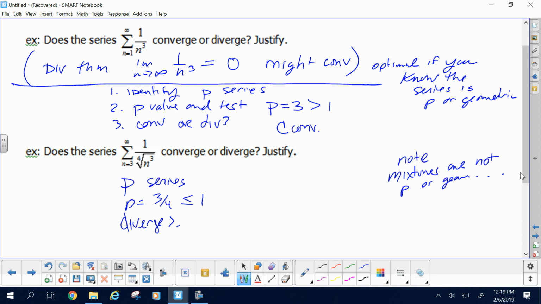Is that understood? Okay, it is important that you understand that mixtures of series are not one or the other. For example, if I had this 1 over n times 2 to the n, that is neither a p-series nor geometric. It is not either one. Okay, this is not geometric or p-series. So you would run a totally different test. You'd probably use the ratio test, but that's for later.